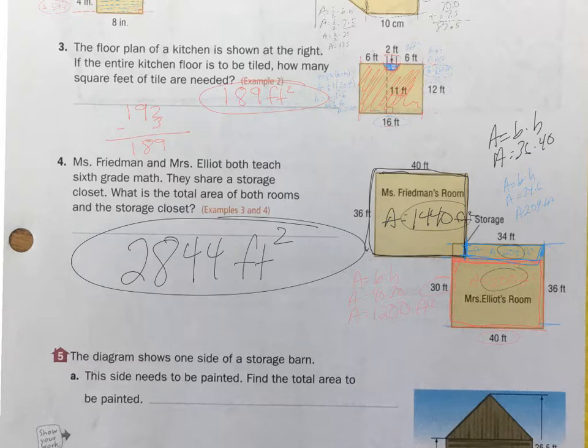Now there is another way of doing that. I kind of like that way, but another way would be to find all of Mrs. Friedman's, all of Mrs. Elliott's, find out what this little part in the middle is, and subtract it from there. So we could do that. Let's do a 36 by 40. 36 times 40 equals 1440. And this is the 36 by 40, so we know that's 1440.